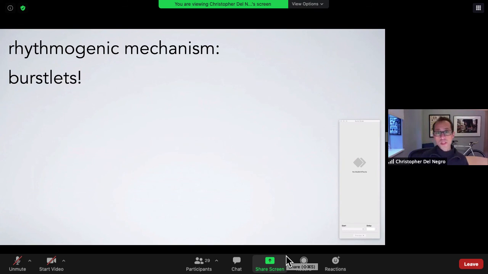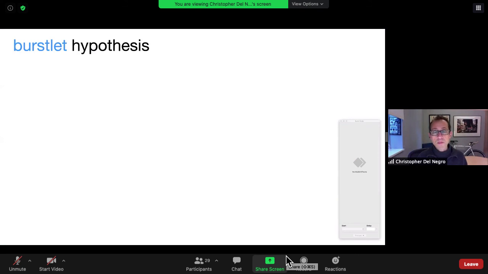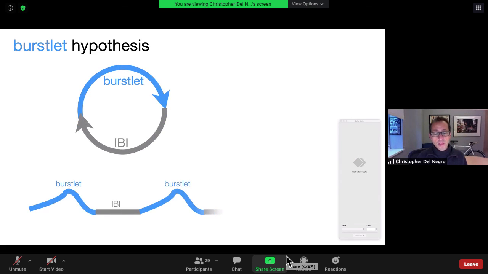So let's move to rhythmogenic mechanisms now. And we're going to talk about burstlet theory. So I'm going to try and explain burstlet theory to you graphically with the following picture. And this is an idea that emerged from Kam's work with Jack Feldman starting in about 2013. So the idea of burstlet theory is this, that the rhythm that emerges from the preBötzinger complex is actually sub-threshold from the standpoint of motor output.